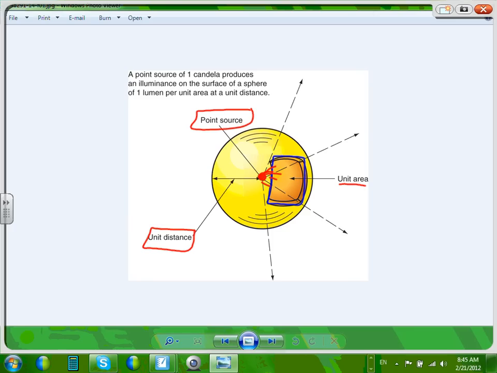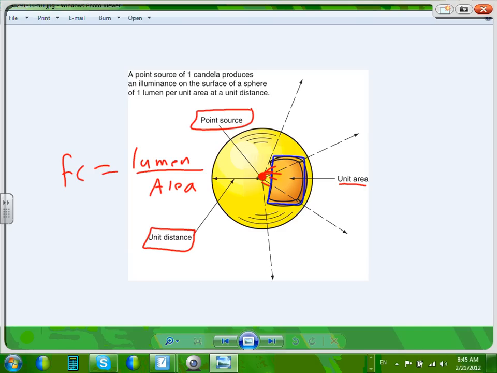So if you have one lumen shooting to 1 square foot area, and it's 1 foot away from the source, that will define the foot candle. So the only thing I want you guys to remember from this is the foot candle equals lumen over area. Really, that's the only thing I would like you to remember from it. Any question about the definition of a foot candle?